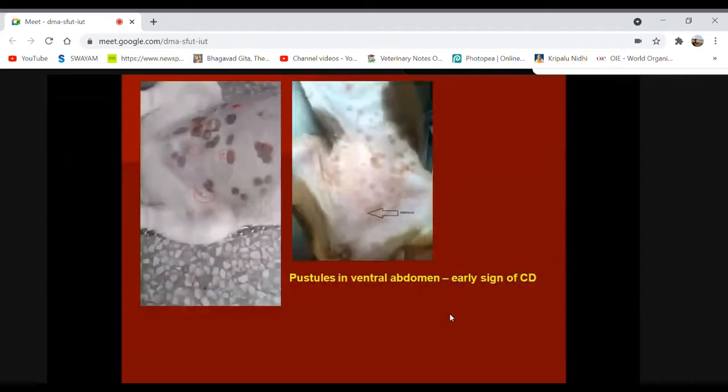Then these are the lesions, as I was talking about, pustular dermatitis. So in the abdomen region, inner thigh regions and so on, mostly they used to show many small pus pimples and pustules. So pustular dermatitis is also one of the common signs when you examine the body externally, I mean the affected animal, right?